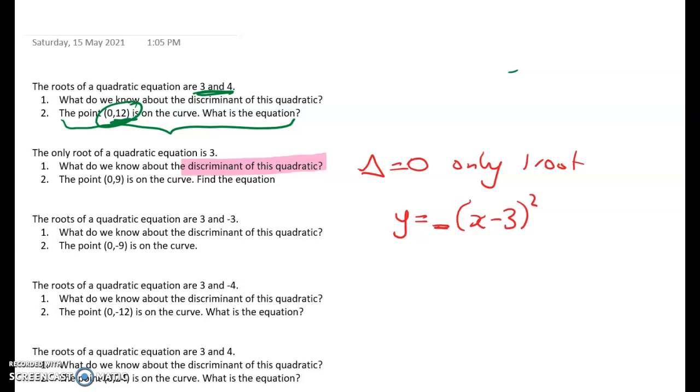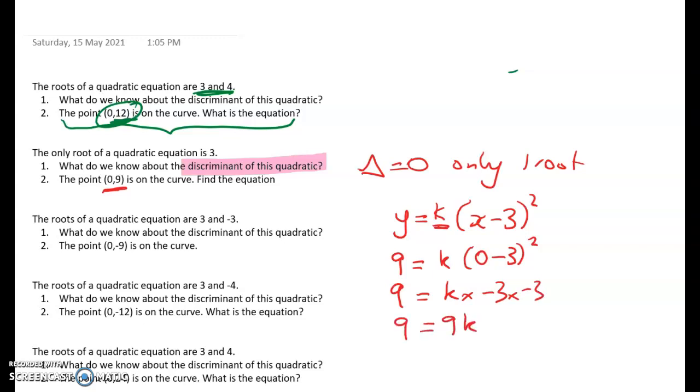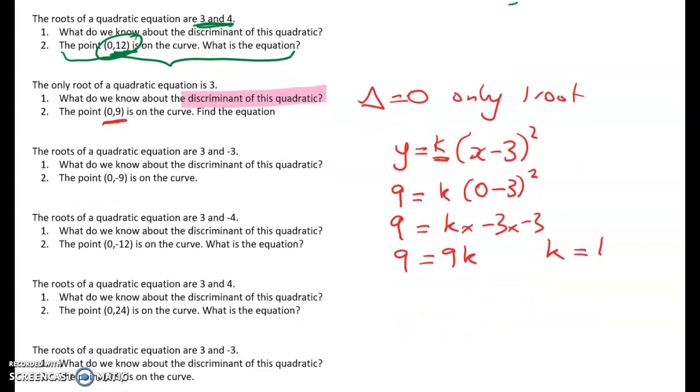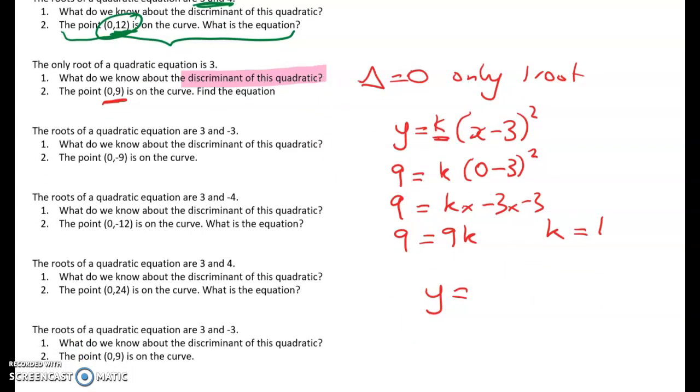And we can see that the point (0, 9) is on the curve. So let's write in my scale factor and substitute in that point. We've got 9 is equal to k times (0 minus 3) squared. So 9 is equal to k times negative 3 times negative 3. 9 is equal to 9k. So again, I've given you an easy one. k is equal to 1. That means that the equation of the curve is y is equal to (x minus 3) squared.